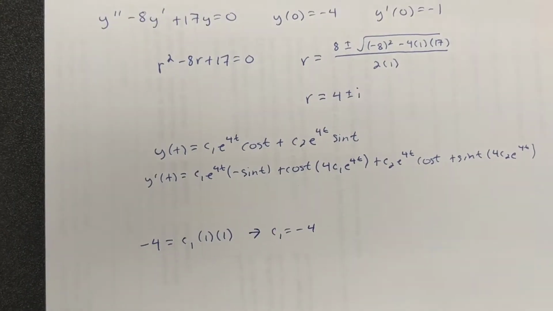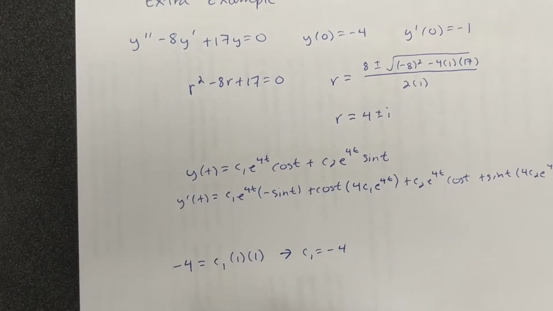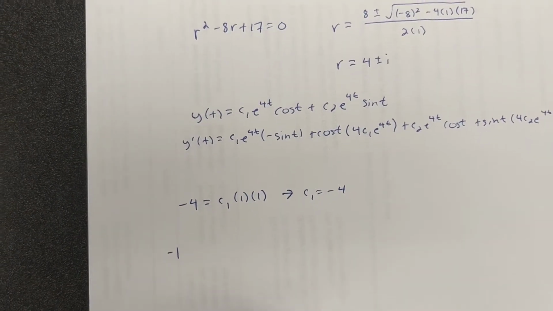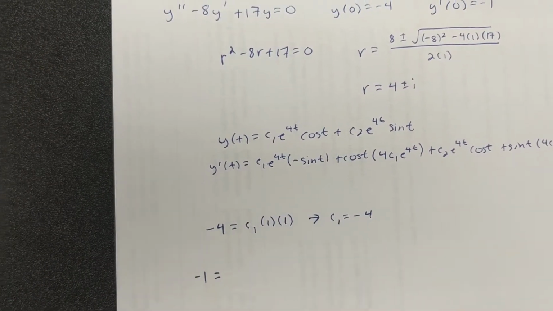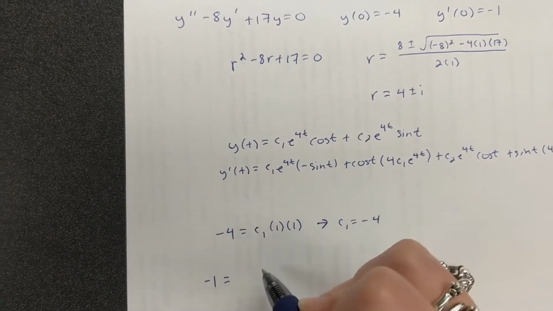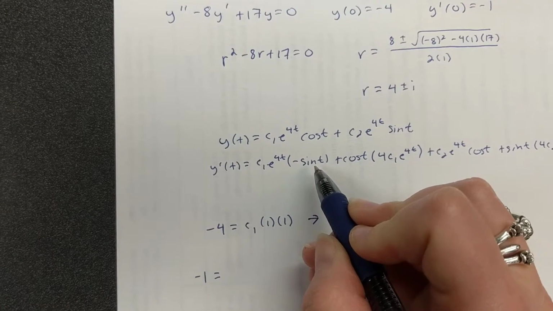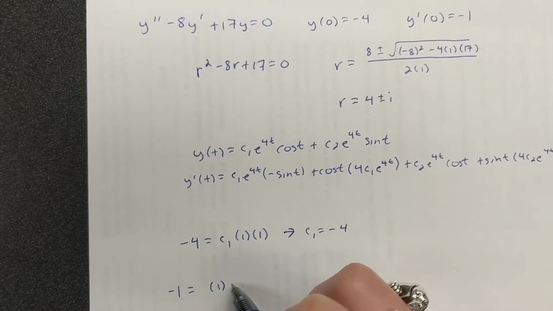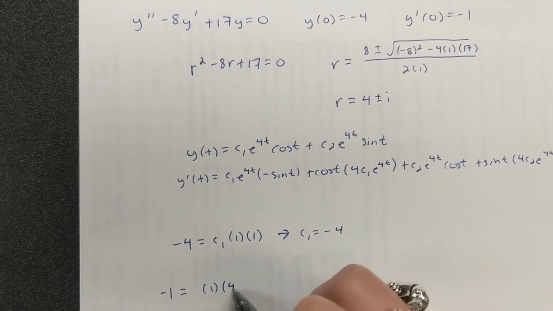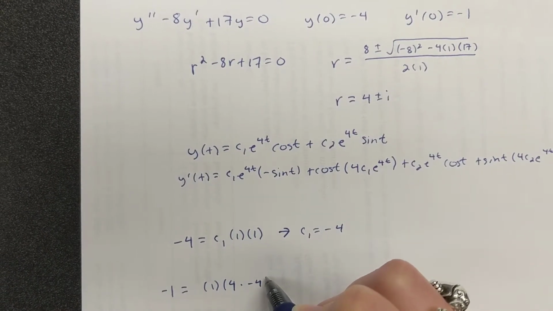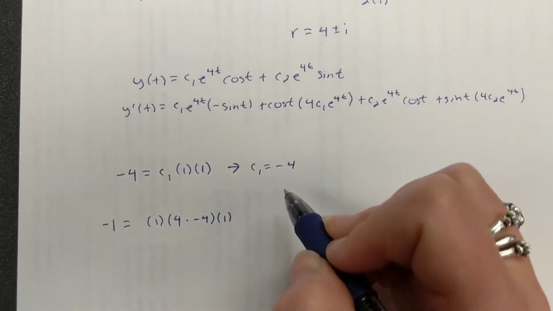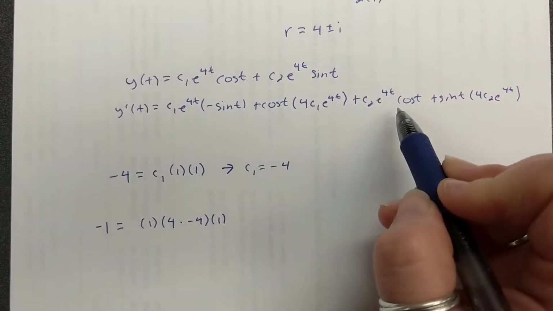That's not so bad. Now if I go to the derivative, I know up there that the derivative is going to equal negative 1. So negative 1 is going to equal, in this case, then, I know that this part's going to go away because that's sine of 0. This part's going to be cosine, which is 1. And then I'm going to have 4 times c1, and c1 is negative 4. And then e to the 0, which is 1. Pardon me for all my parentheses. So that's this piece.